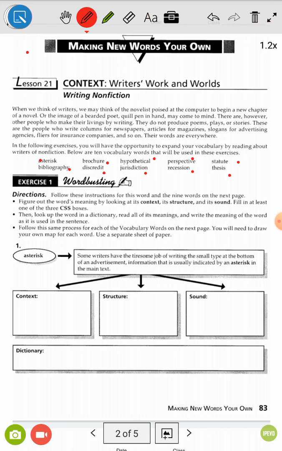Thesis, very familiar. Thesis in writing, we have it. It's like your topic, your main idea for your topic, okay? Thesis. So let's go through the sentences.